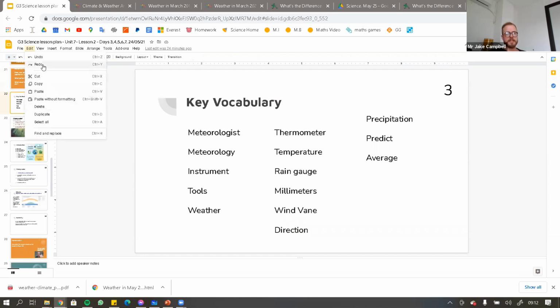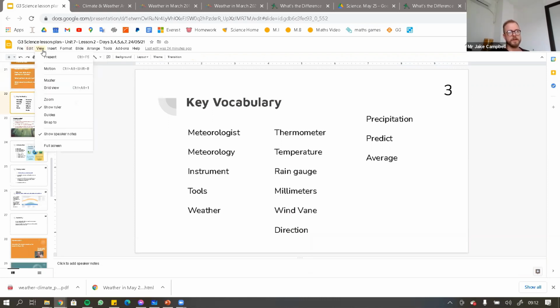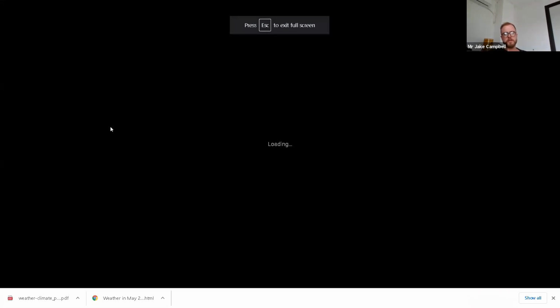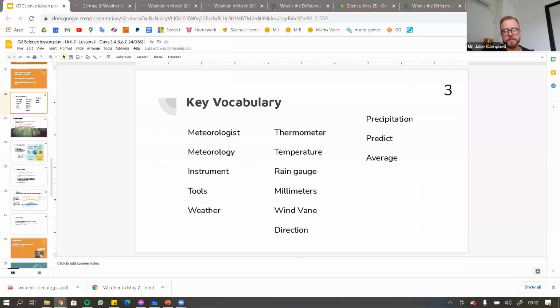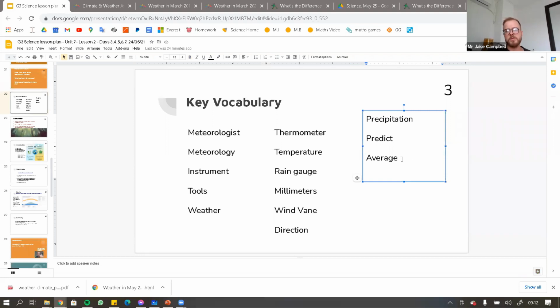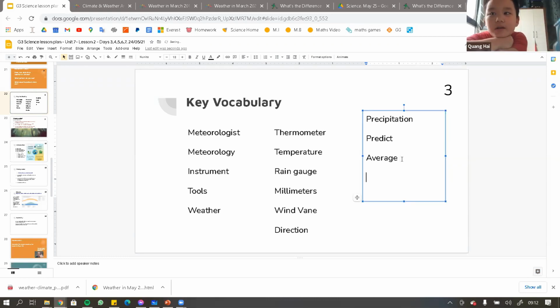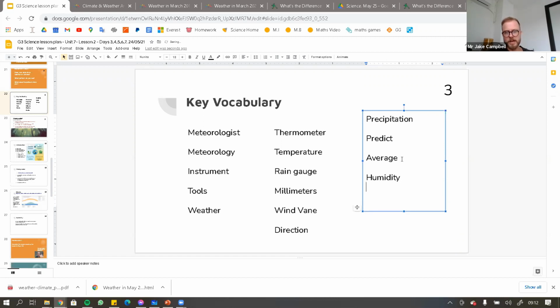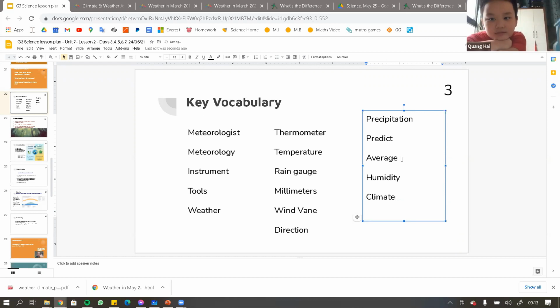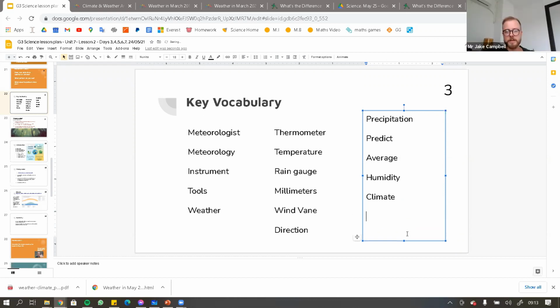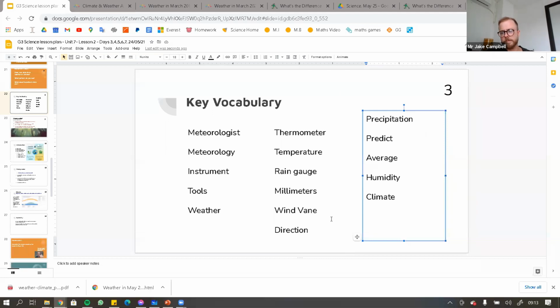Okay, everyone else, we are going to check our vocabulary. We're actually going to add some new ones in as well. Quang Hai, what is a new vocabulary word that we have learned recently? Humidity. Nice. Yeah, we can do humidity. Perfect. What else have we learned? Climate. Nice. Anyone else think of any words we've learned? Shout them out to me if you want.